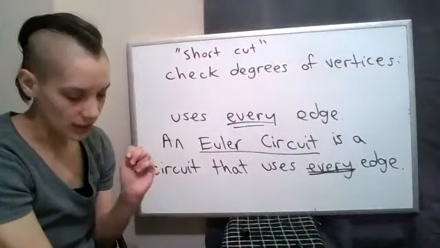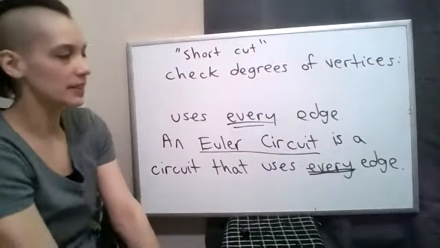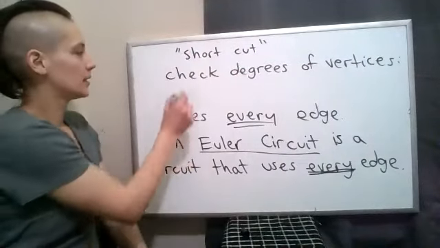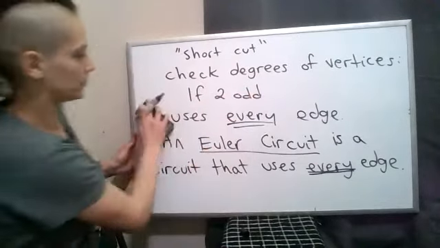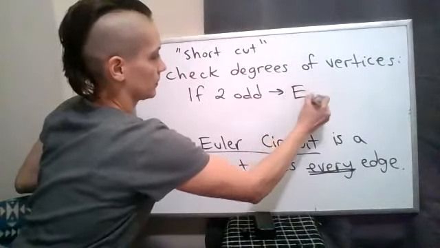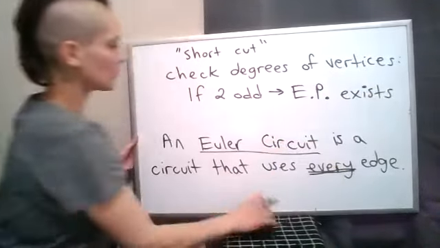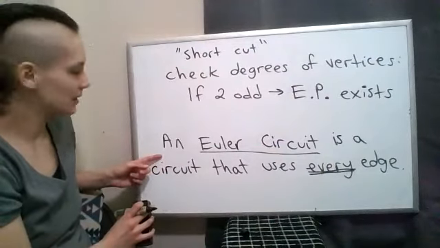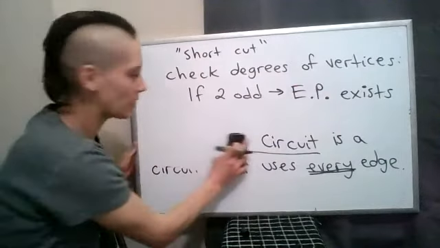If your graph has exactly two odd vertices, or only two odd vertices, then you will have an Euler path somewhere in your graph. If there are no odd vertices, then an Euler circuit exists. You don't have to actually find it, but you know that there is one somewhere in the graph.